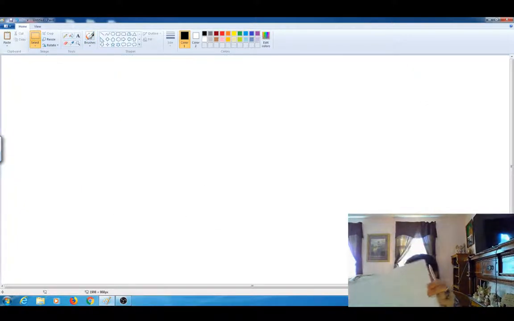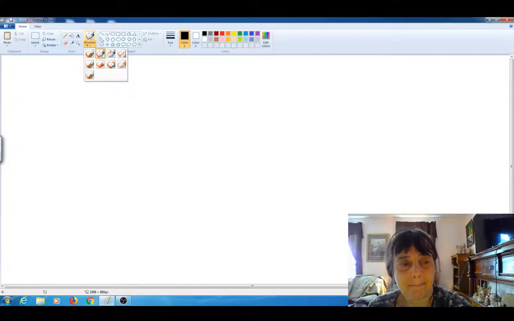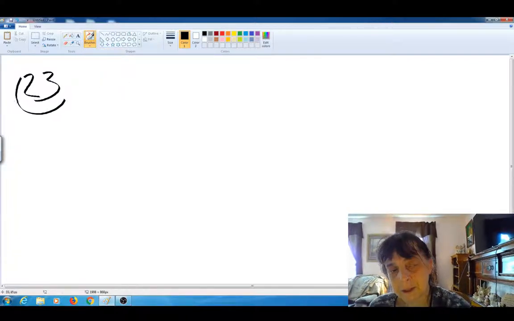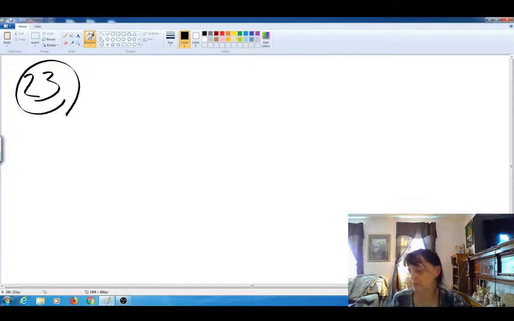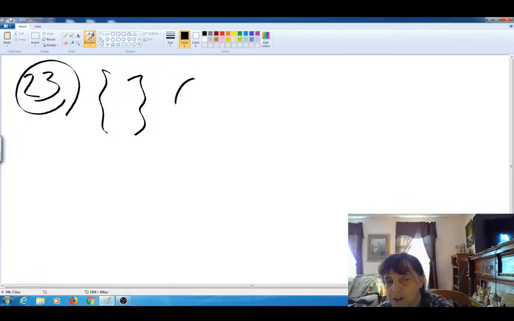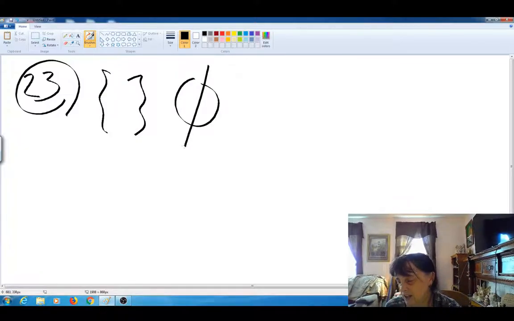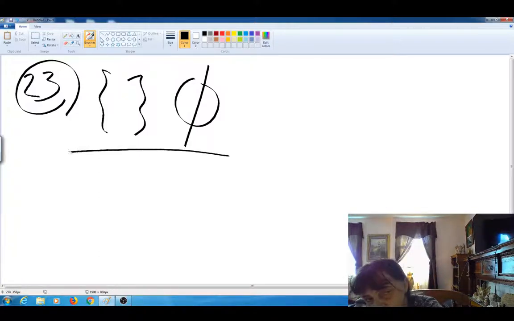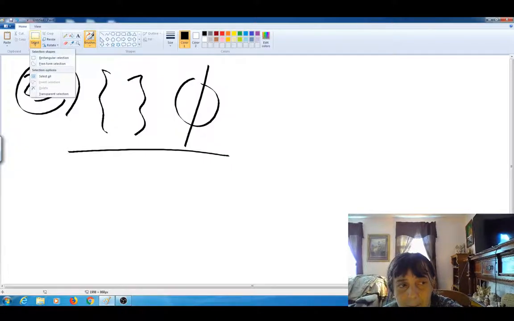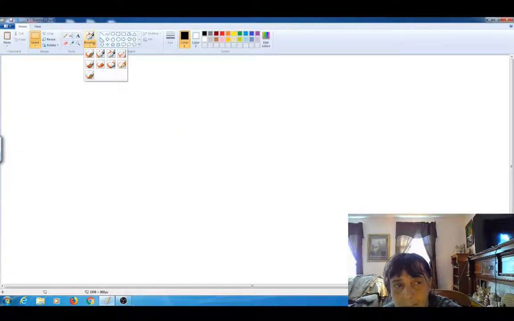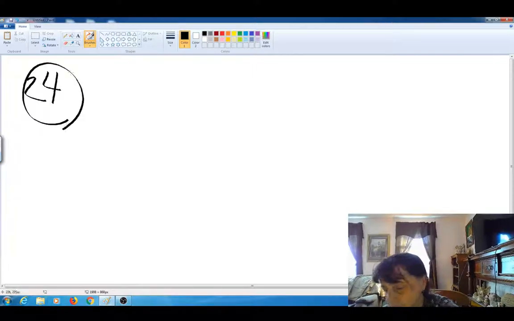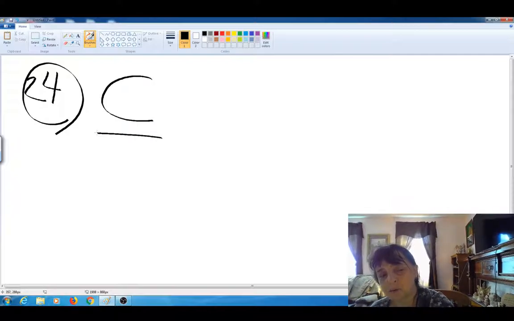Now number 23. What is the symbol for an empty set? One of the choices is a circle with a line through it, and that is the symbol for an empty set. What is the symbol for a subset? A subset is this, whereas a proper subset is that.